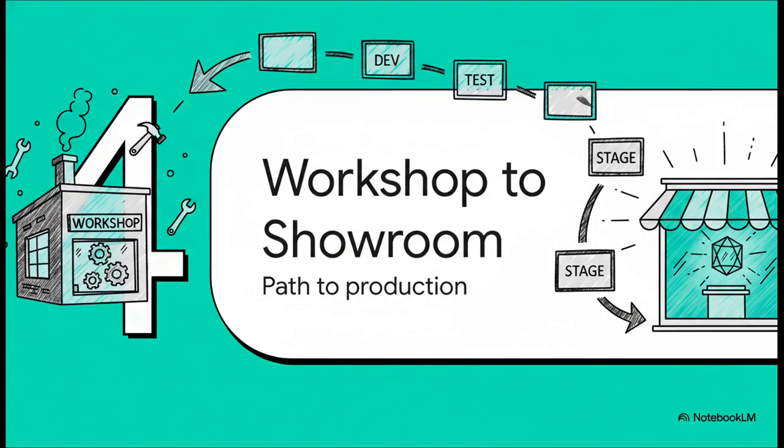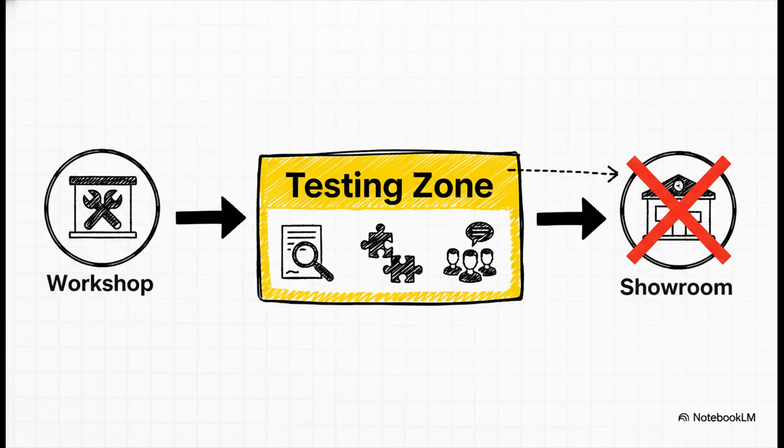We've built something incredible. Now, how do we get it safely from our messy workshop into the shiny showroom for our customers to actually use? Well, that's where the application lifecycle comes in. You would never just take something from the workshop floor and stick it straight in the showroom window. No way. There is a super important middle step, a dedicated testing environment. This is where you do all your quality control, your integration tests, and, this is huge, get real users to try it out without messing with the live business.